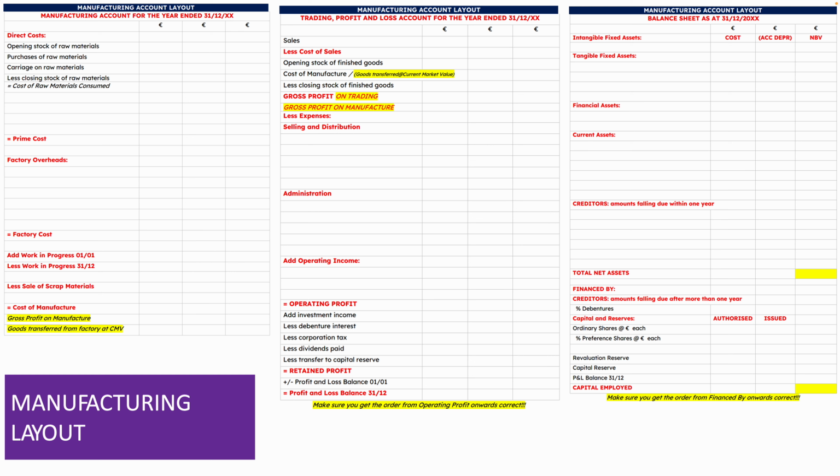You can see that they have direct costs, which are costs that are directly related to the making of whatever the product is. The total of the direct costs will equal the prime cost. Then we're going to have factory overheads. That will equal factory cost. We will then add work in progress 01/01. We will then take away work in progress 31/12. We will less sale of scrap materials, and that will be equal to the cost to manufacture.